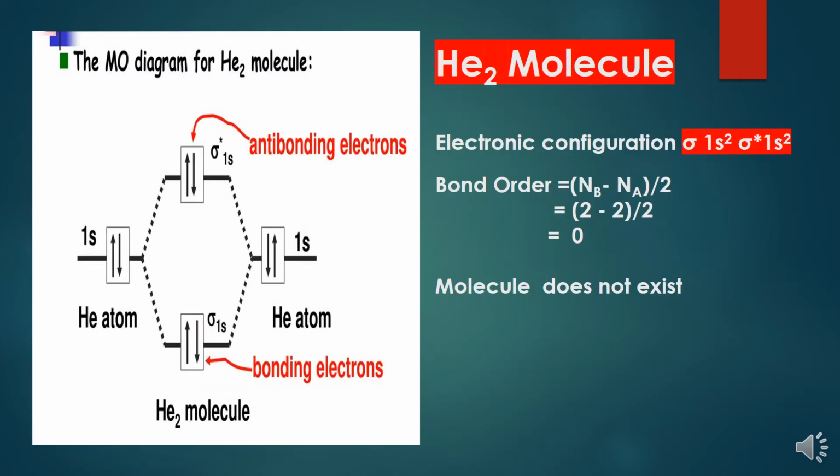Next is the molecular orbital diagram for the helium-2 molecule. The He2 molecule is a 4-electron system. The 4 electrons will be filled, 2 in sigma 1s, then the next 2 in sigma star 1s. So the helium molecule will have an equal number of electrons in bonding as well as anti-bonding molecular orbitals. Hence its bond order is 0. The electronic configuration is sigma 1s2, sigma star 1s2. The molecule will not exist as the bond order is 0.